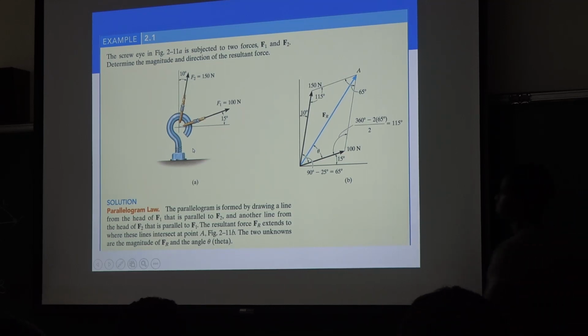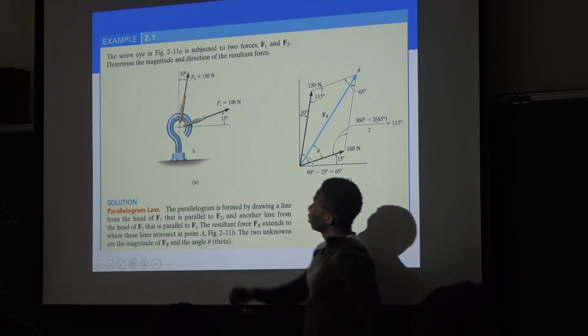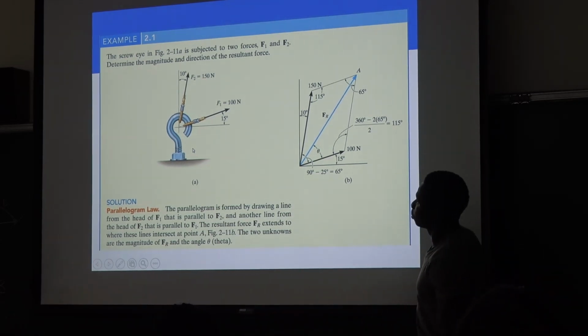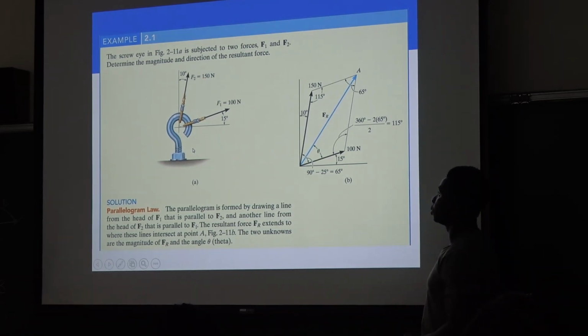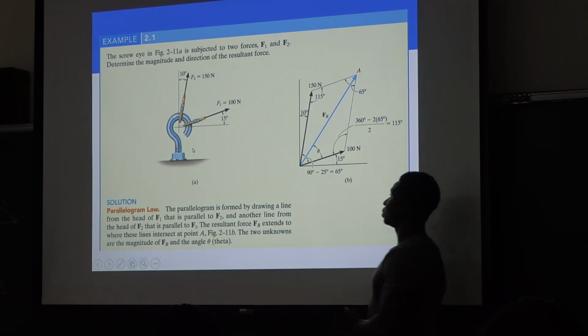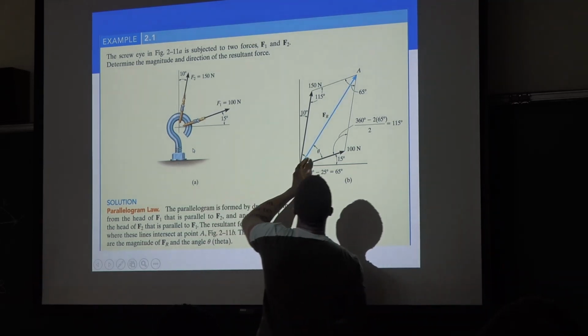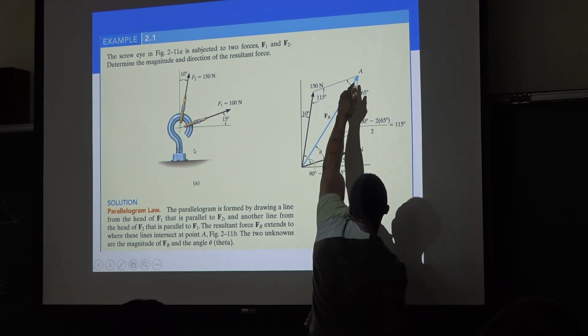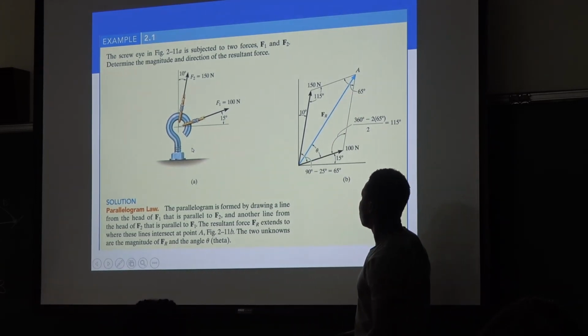Okay, so here we have this. It says the screw arm in figure 2-11A is subjected to two forces, F1 and F2. Determine the magnitude and the direction of the resultant force. So we will know that the resultant force is going to act somewhere here, right? We have to determine the magnitude and the direction of the resultant force.